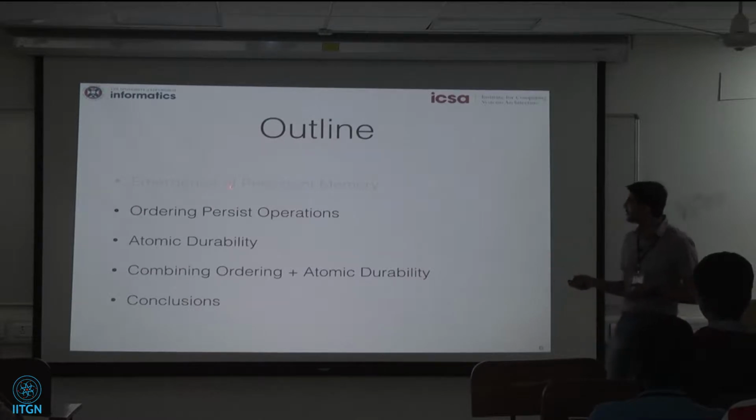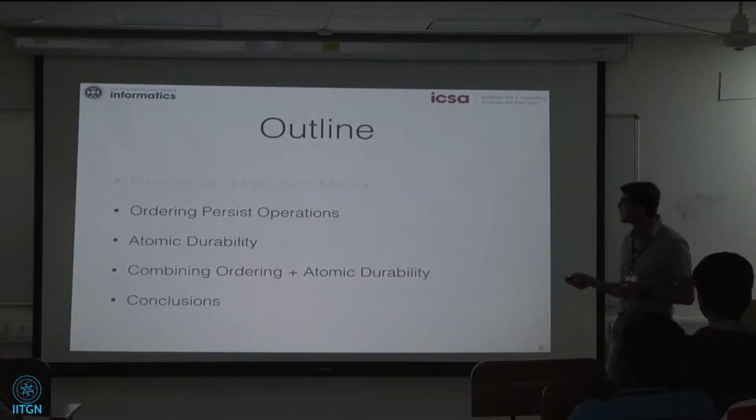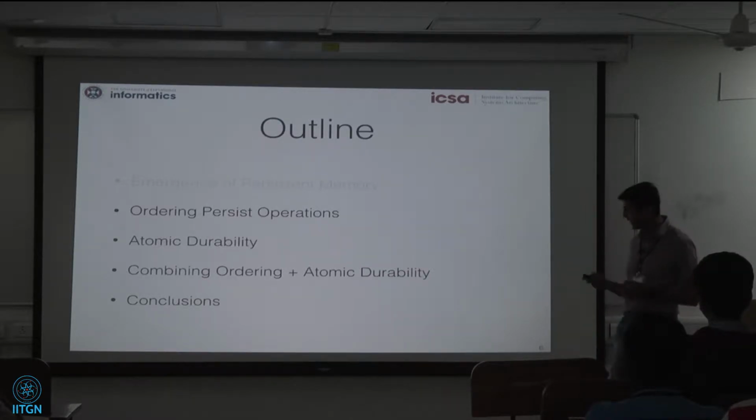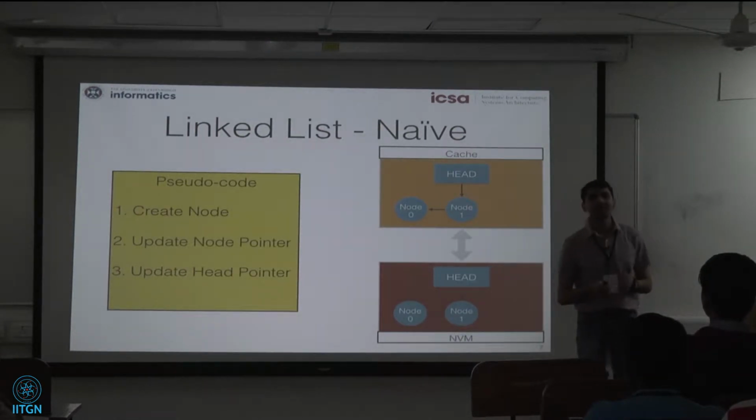As part of this talk, I'll talk about two key primitives that are used to ensure consistency of data structures. One is ordering persist operations and another is atomic durability. And then we'll look at how we can combine these two to provide fast checkpointing of applications, and finally I'll conclude. So now let's understand this consistency problem in a little more detail with this example.